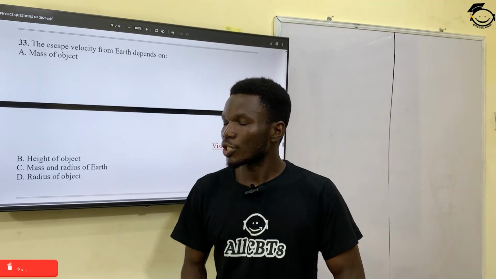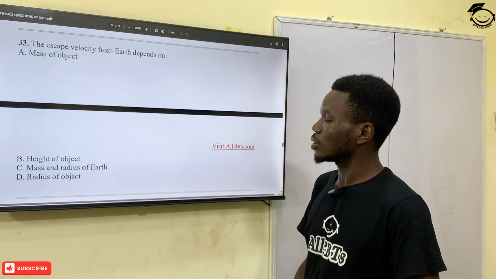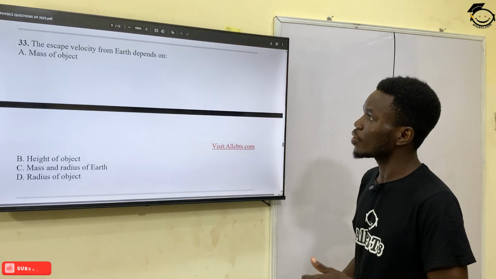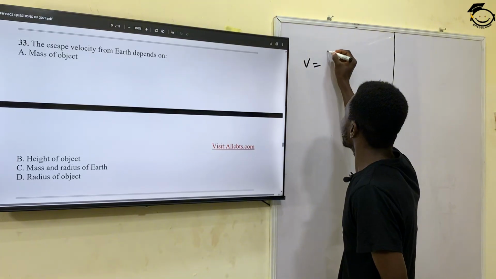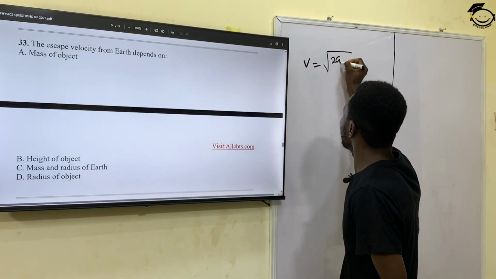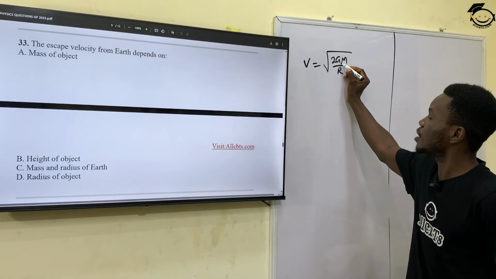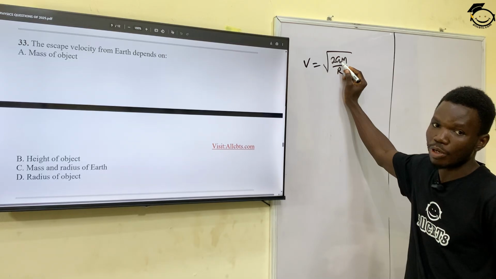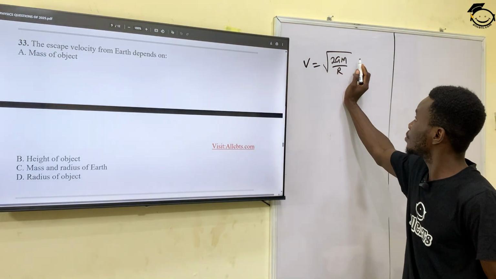So moving on to question number 33, it says the escape velocity from Earth depends on dash. So for you to get what it depends on, you just need to know the formula for escape velocity. We know that escape velocity V is equals to square root of 2gM over r. And from this, we know that our G is a constant, which is 6.67 times 10 to the minus 11 Newton meter square per kilogram square, which is Newton's constant.